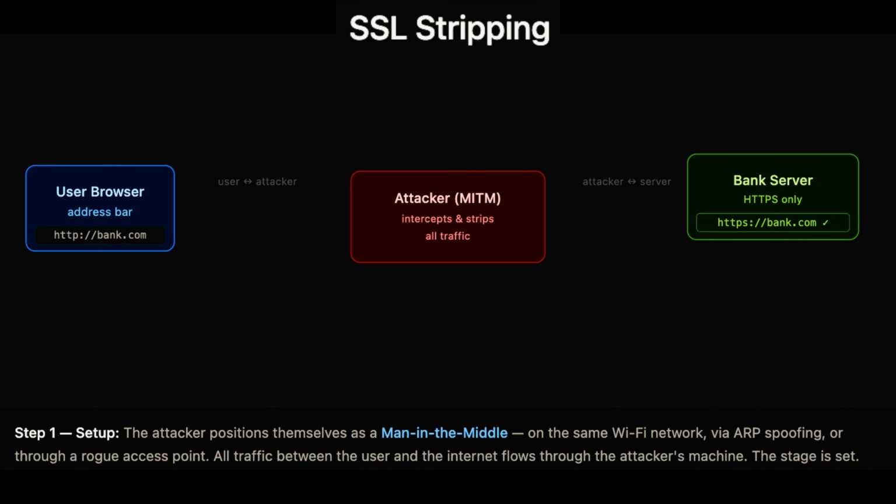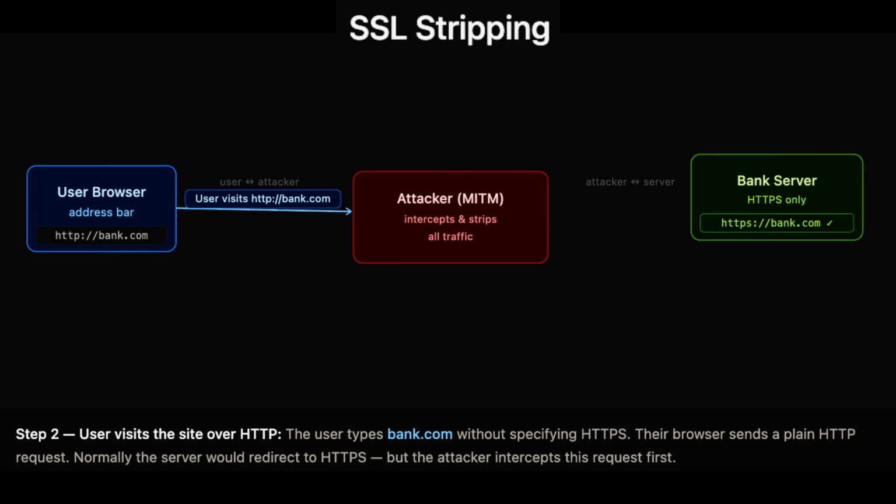Let's take a look at SSL stripping attack. In this attack, the encryption is silently removed. The attacker positions themselves as a man in the middle, on the same Wi-Fi network, via ARP spoofing, or through a rogue access point. All traffic between the user and the internet flows through the attacker's machine.